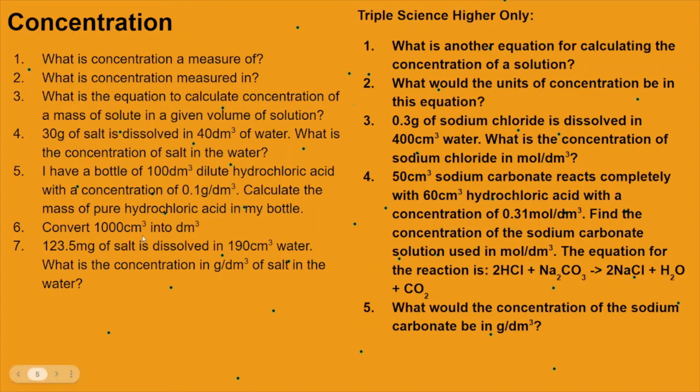But because it's cubed, we have to cube the scale. You should know this from maths. So 1,000 centimeters cubed goes into 1 decimeter cubed. So to get from centimeters to decimeters, you have to divide by 1,000, and that's especially important for triple science higher, when they like to throw the kitchen sink and more at you.